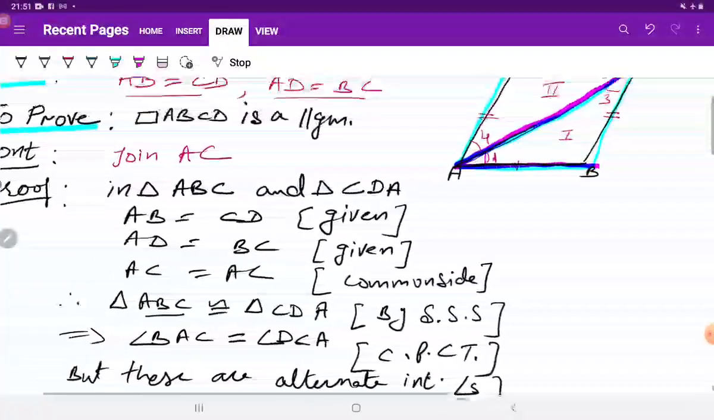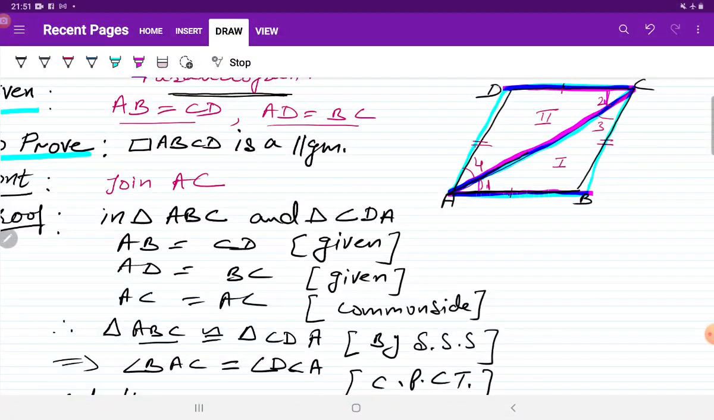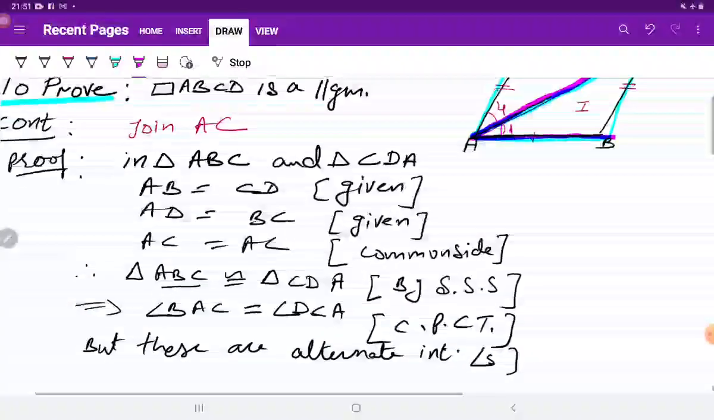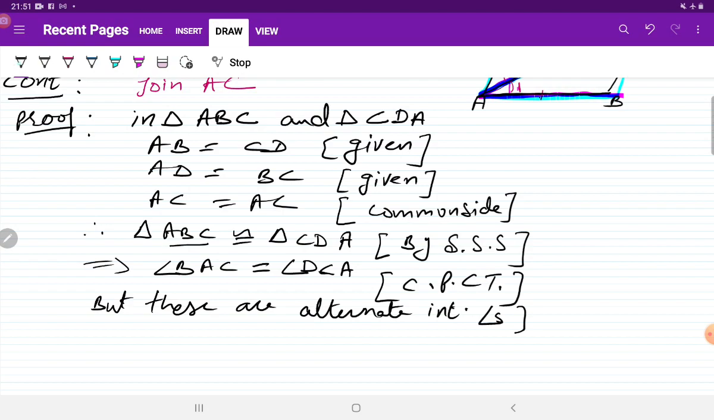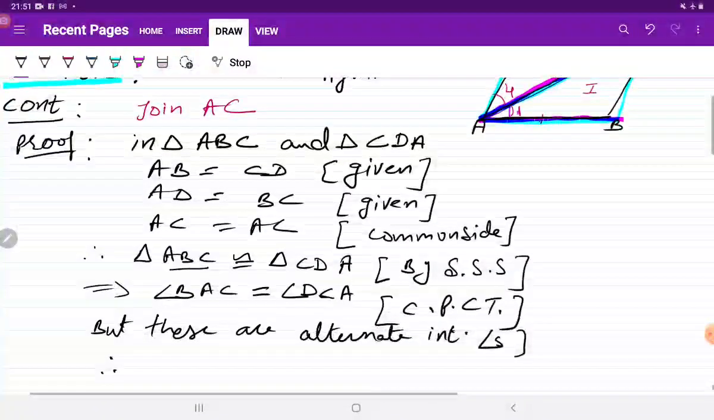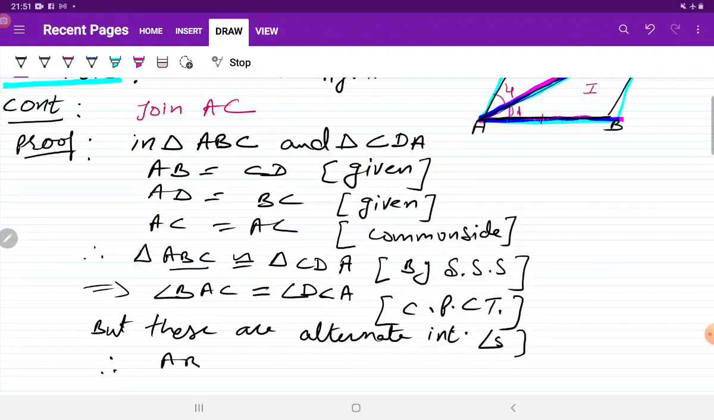Then if alternate angles are equal, which sides are they making? Side CD and side BC, and this AC is a transversal. Then these two sides will be parallel. If these alternate angles are equal, we can say that therefore side AB is parallel to side CD. Side AB will be parallel to side CD.